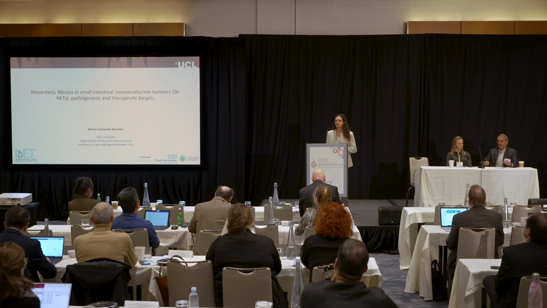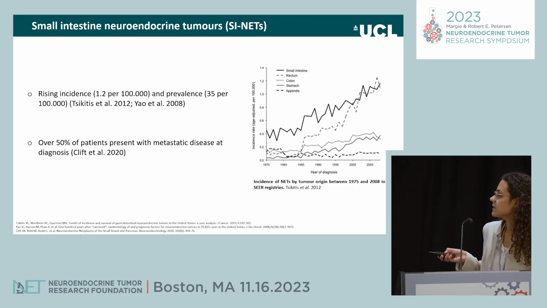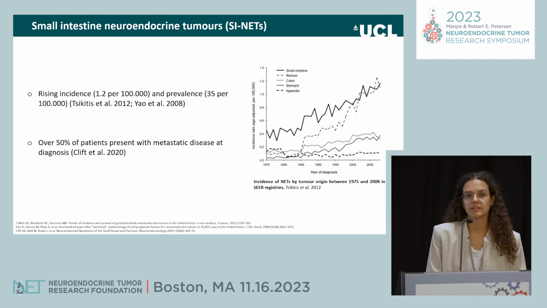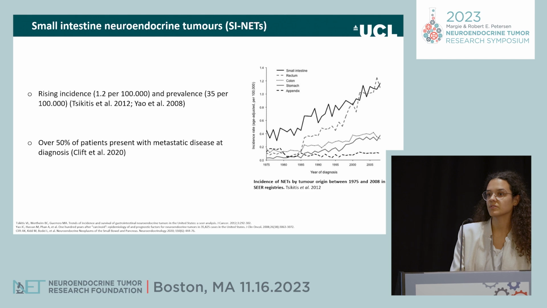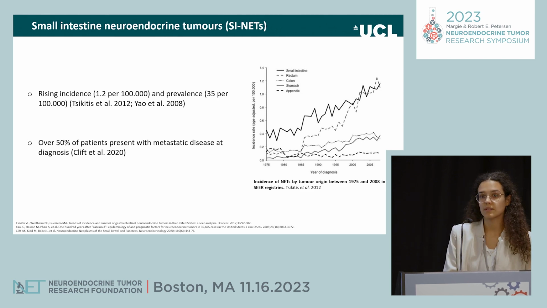Hello, everyone. I'm a PhD student at UCL, and I'll be talking about my group's work on mesenteric fibrosis in SINETs. Starting with a bit of background, as you know, the incidence of NETs has been rising, and we see here for the small intestine in this black line that it is one of the sites with the highest incidence. Besides that, these patients are often diagnosed at a late stage, and over 50% of them present with metastatic disease at the time of diagnosis.